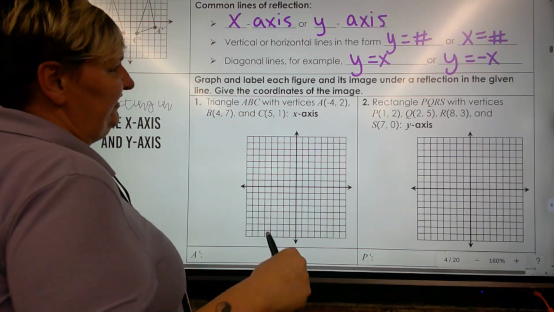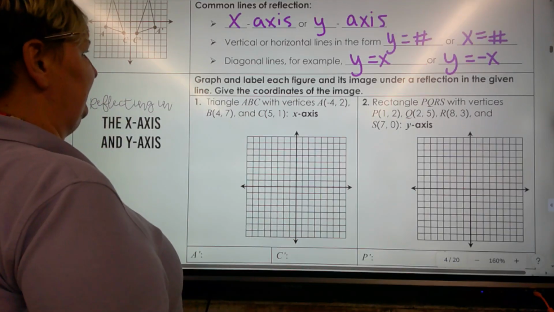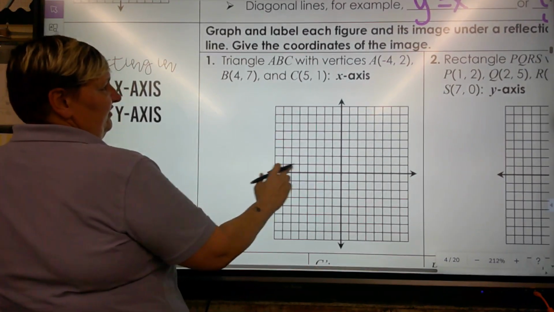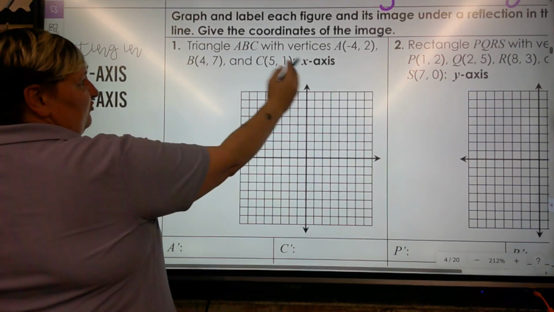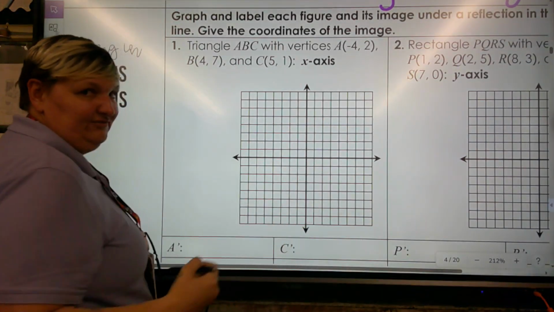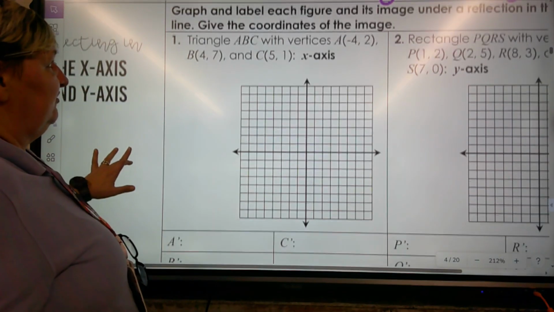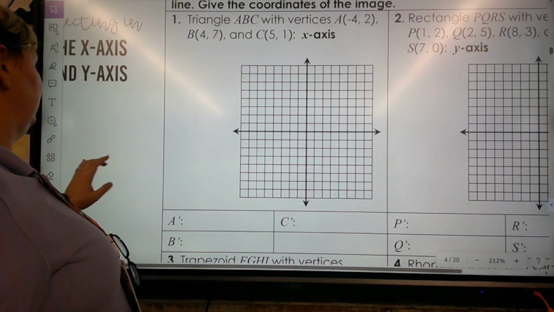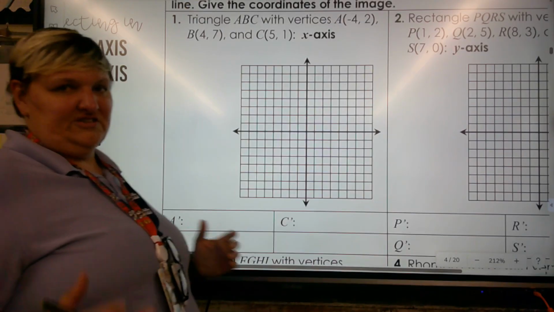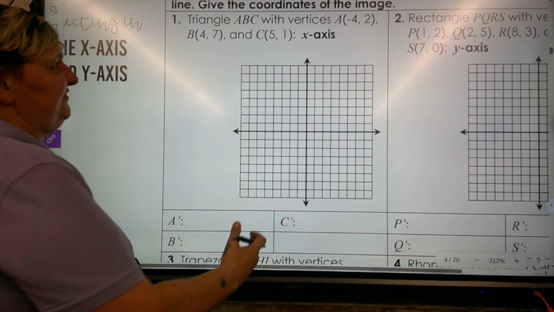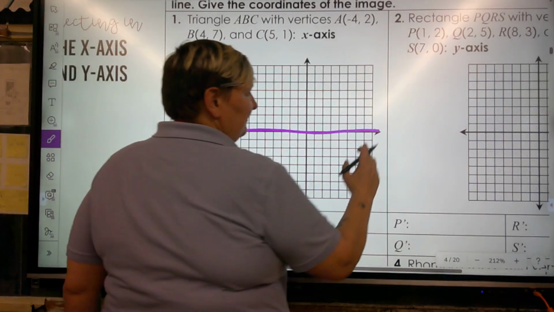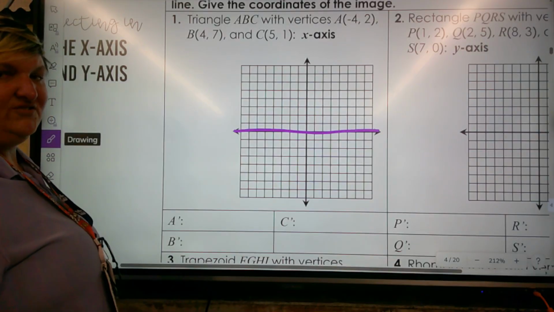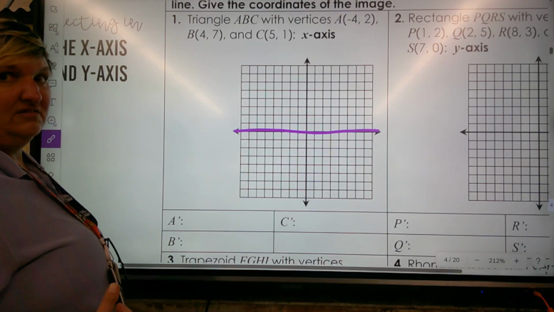Graph and label each figure and its image under reflection in the given line. Give the coordinates of the image. All right, so it's going to give us the pre-image. It's going to tell us what to reflect it over, and then we have to figure out the after, the image, and its actual coordinates, right? So let's ask ourselves, if we're reflecting over the x-axis, right? Let's ask ourselves what the rule is. Let's figure out the rule. We can figure this out, right?